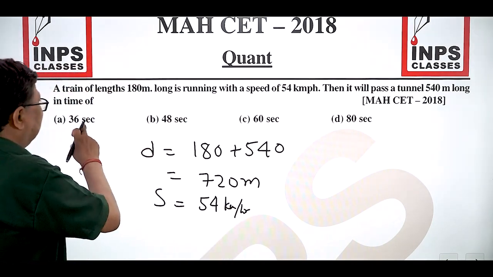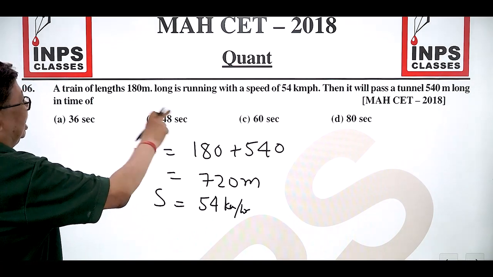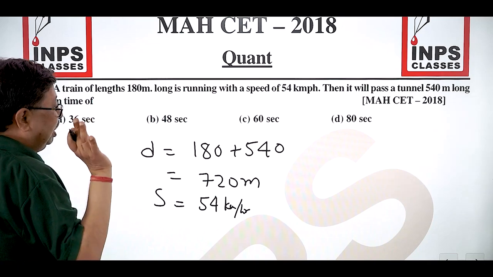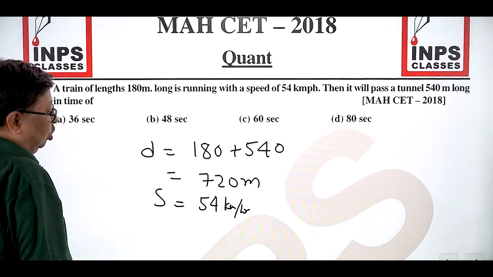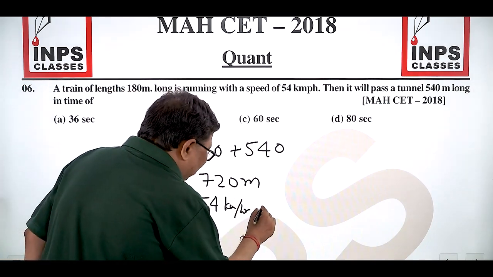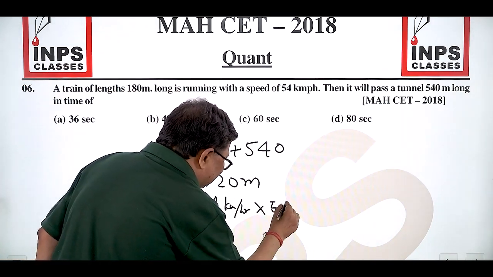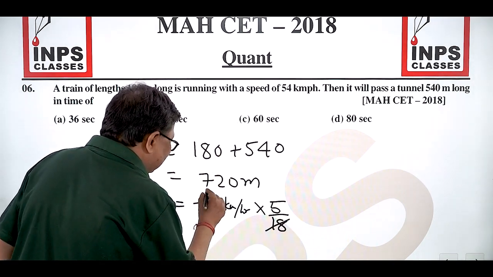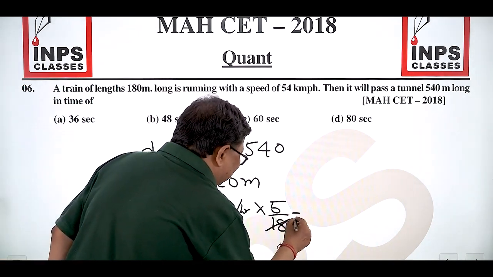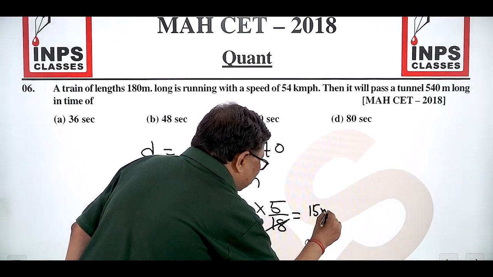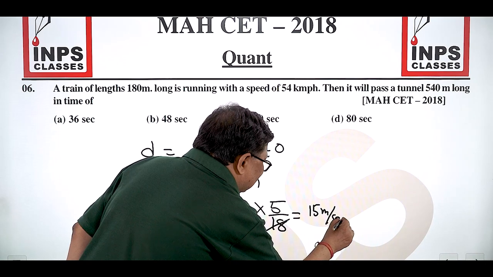But if you see, the answers here are in seconds, and the length of the train and the tunnel are given in meters. So, we will convert this speed into meter per second. So, we will multiply this by 5/18. So, this gives me speed as 15 meter per second.